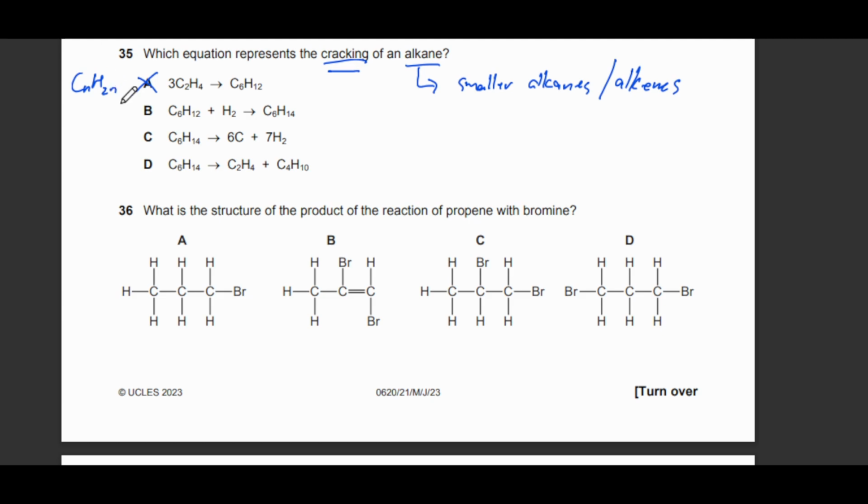You need to remember the general formula, right? CnH2n is for alkene, but for alkane it is CnH2n plus 2. Okay. C6H12 is also an alkene, so it's wrong. C6H14 is an alkane, so it's between C and D. But if you look at the definition of cracking, it's breaking a bigger thing into smaller alkanes or alkenes. C is wrong because you're breaking it into its elements, which is wrong. You want to break it into smaller alkanes or alkenes. So therefore, the answer is D.